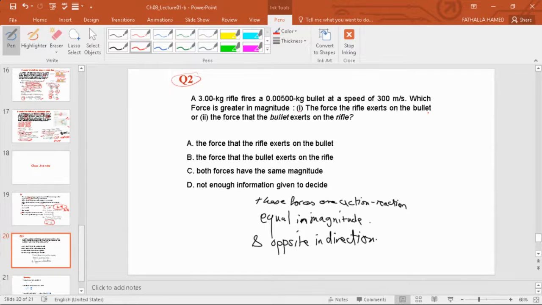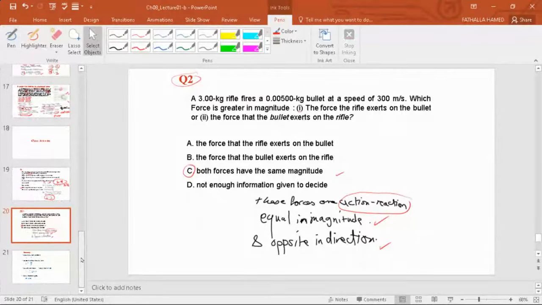You know that this is a case of total external force equal to 0. So you have action reaction here. And when you have action reaction, you know that the two forces are going to be equal in magnitude, but opposite in direction. You're right. It is C. Both forces have the same magnitude. And this is now just to try to test what we learned.